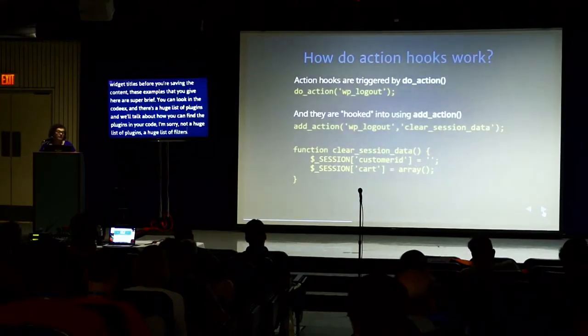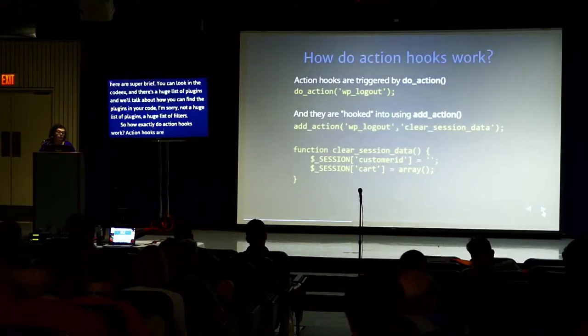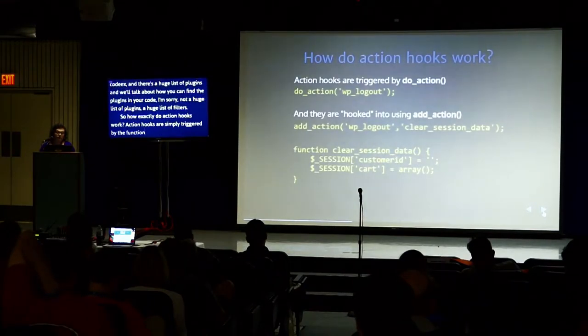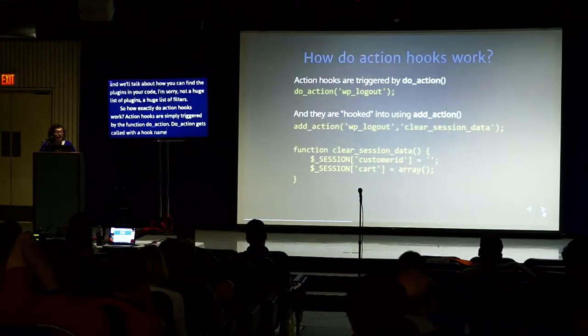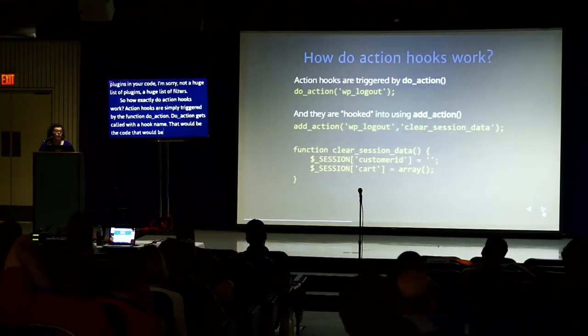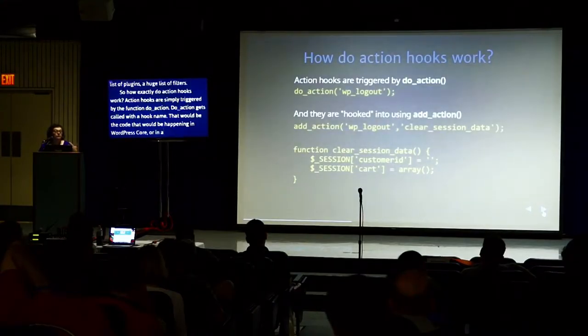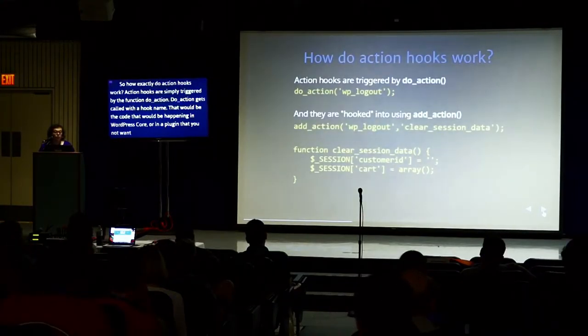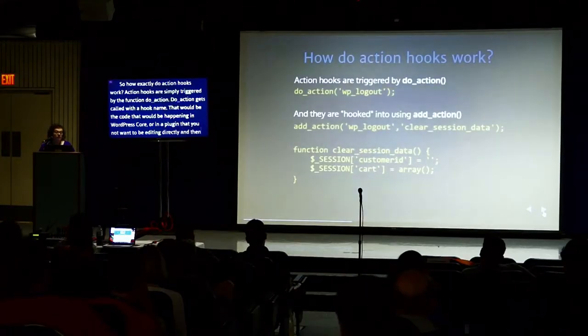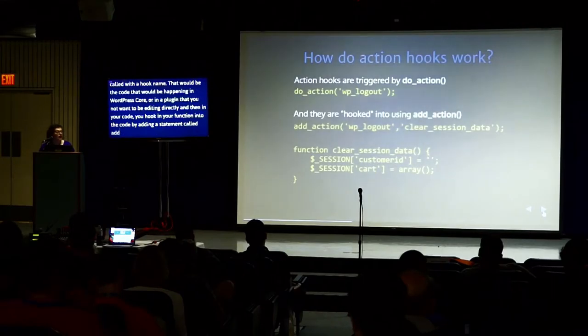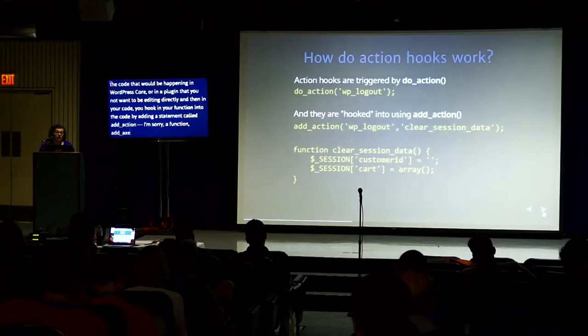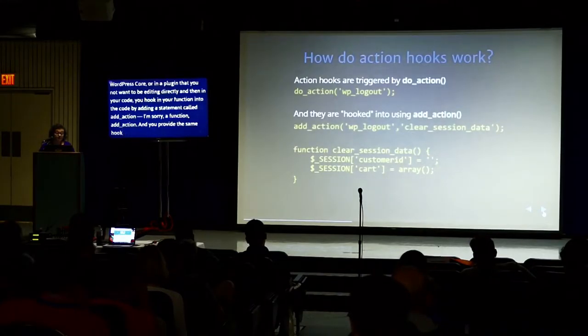So how exactly do action hooks work? Action hooks are simply triggered by the function do_action. do_action gets called with a hook name. That would be the code that would be happening in WordPress core or in a plugin that you do not want to be editing directly. And then in your code, you hook your function into that code by adding a statement called add_action. You provide the same hook name, and then you provide the name of your function, and of course, you provide that function.